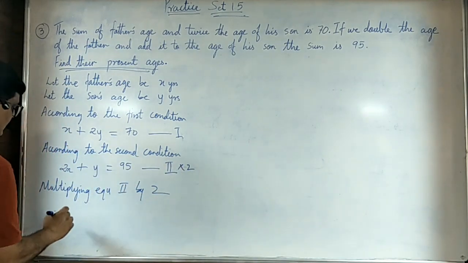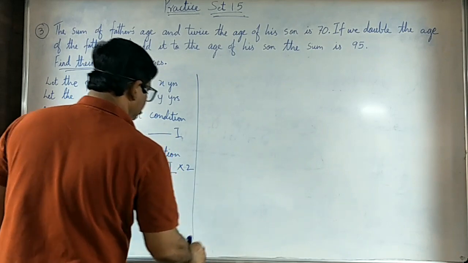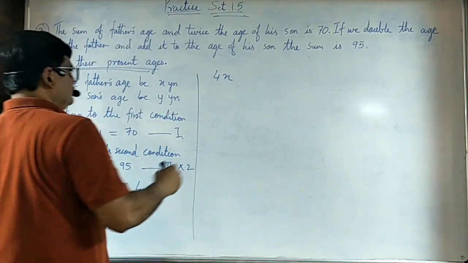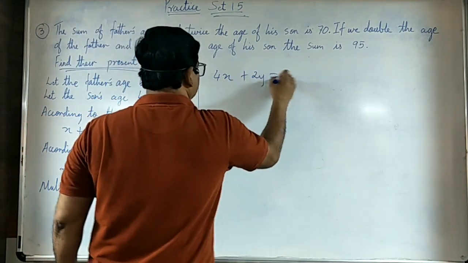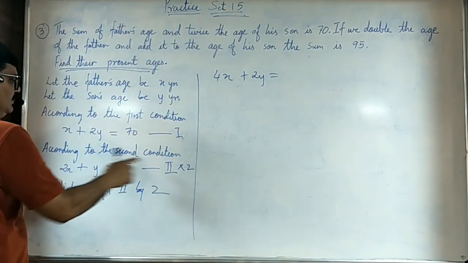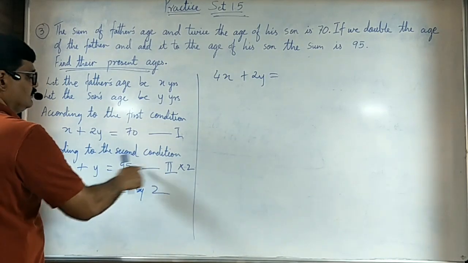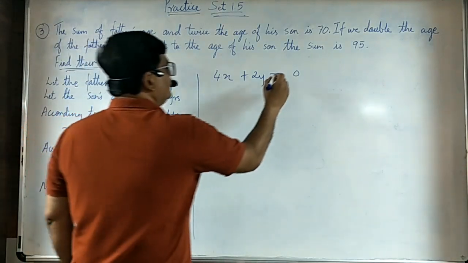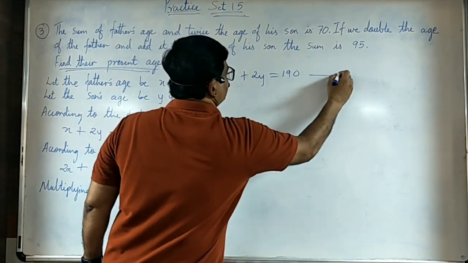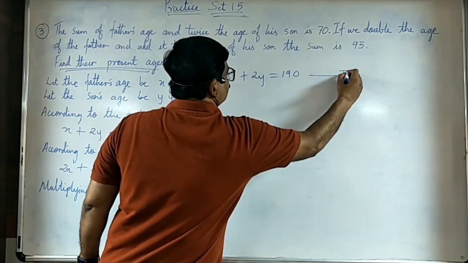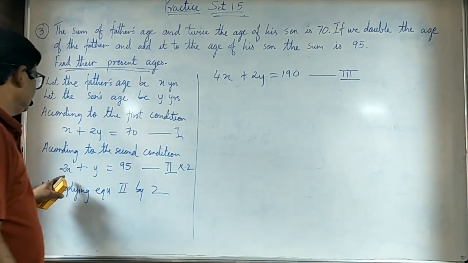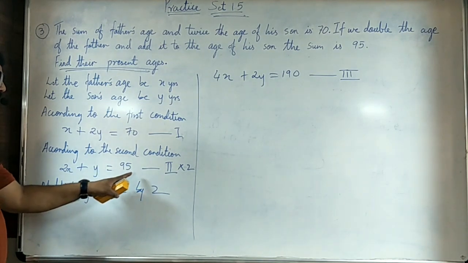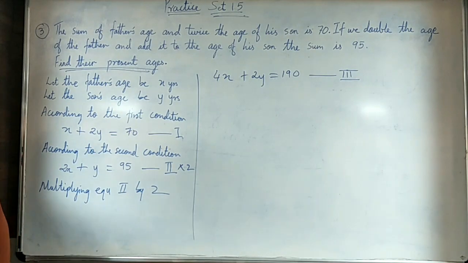So when you multiply by 2, you will be getting 2 times 4x, plus 2 times y, 2y, equals 2 times 95. 2 times 5 is 10, 1 carry, 2 times 9 is 18, plus 1 is 19, so you will be getting 190, and that's my equation number 3. Can you see? That's my equation number 3. So 2 into 4x plus 2 into y, 2y, 2 into 95 is 190. I got the equation number 3.